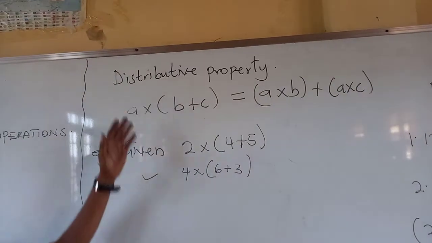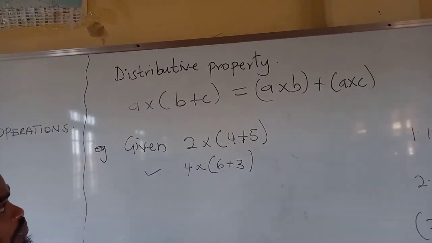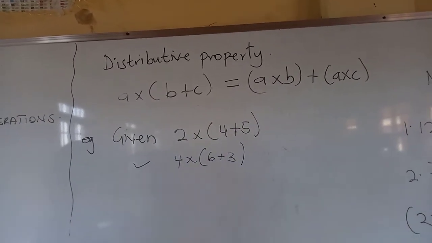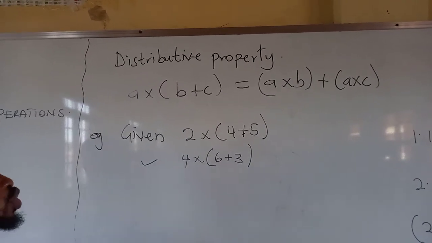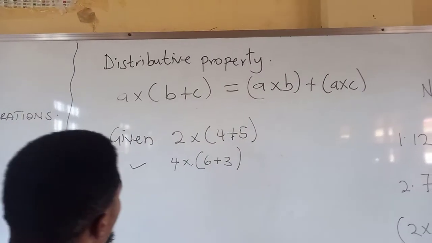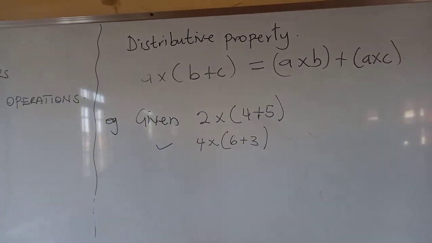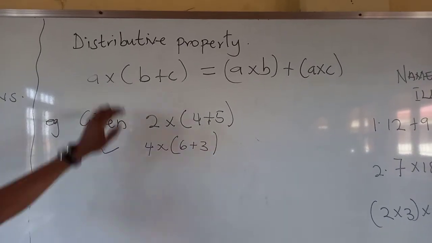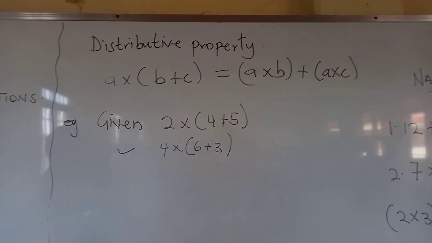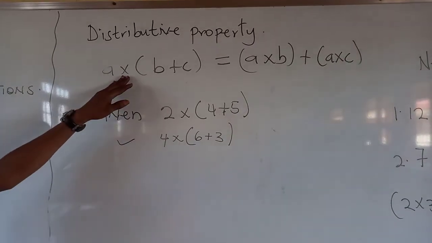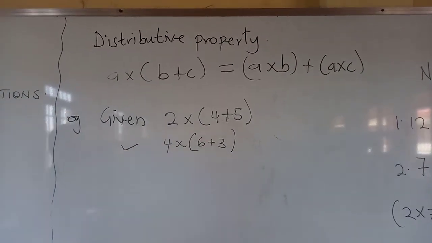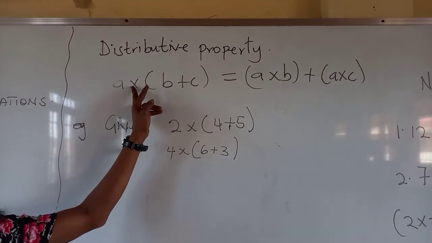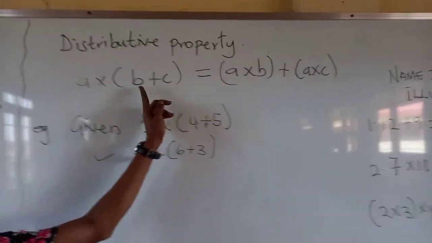So in distributive property, it involves two operations, which are multiplication and addition. So here we say multiplication is distributive over addition. Multiplication is distributive over addition.